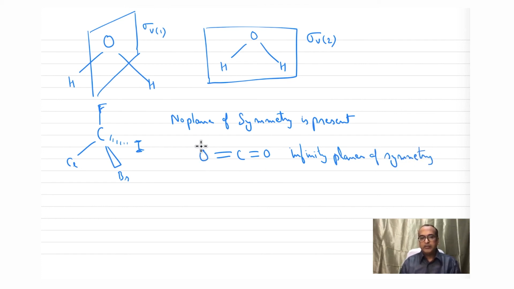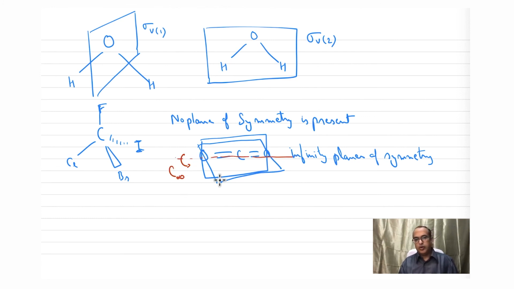So infinity planes of symmetry, as in, you have this plane, then at a slight angle to it there would be another plane, and at a slight angle to that another one. So it will be all across this axis. You have this axis going through this, C infinity. So this is C infinity.